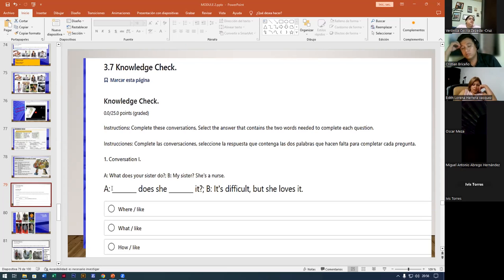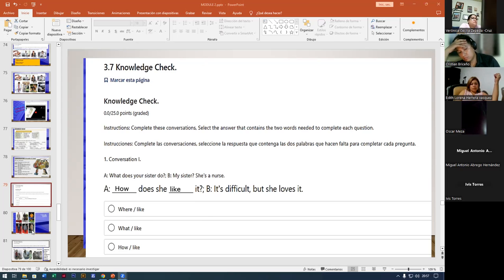So that will be how. How does she like it? Right. En la siguiente quiero decir like. How does she like it? It's difficult, but she loves it. So that we have there, right? Like that form of question.